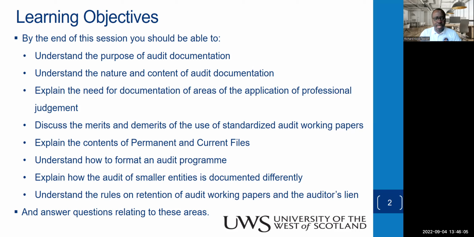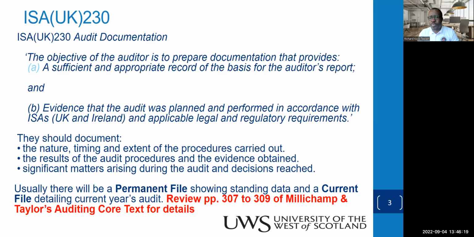And then I want to look at smaller entities when we audit them. How is it different? The rules and regulations, understanding the rules of retaining the books, the papers, the working papers, and the auditor's right to retain the books, or auditors' lien over the books or records of the clients.